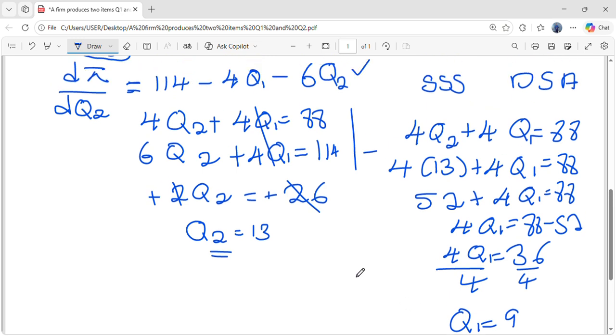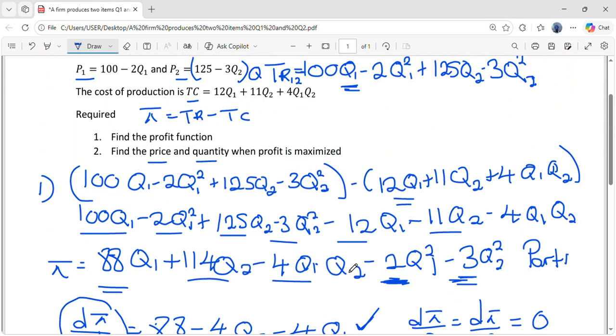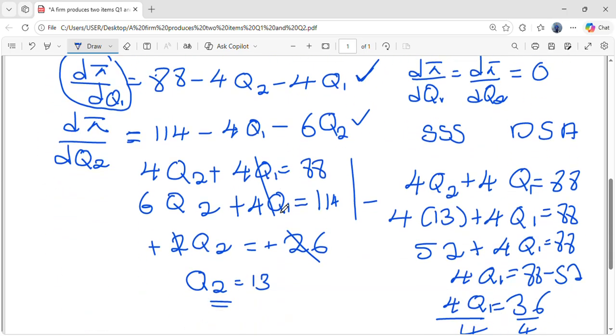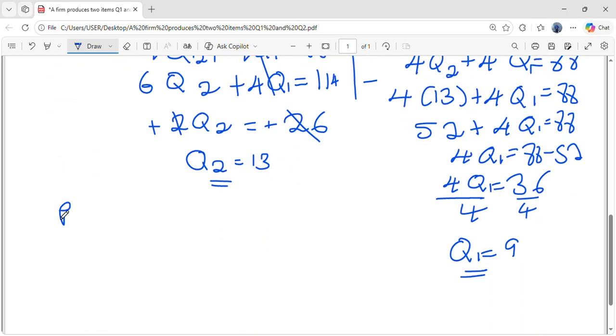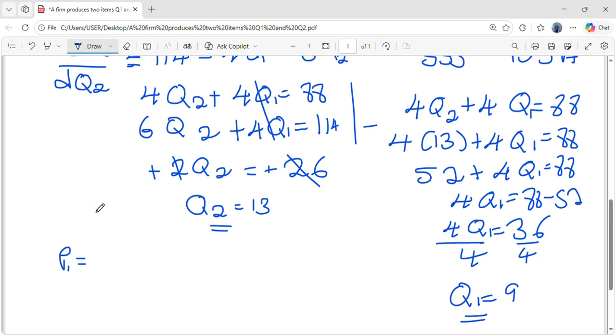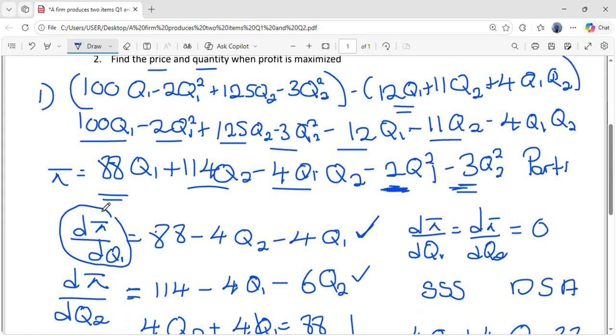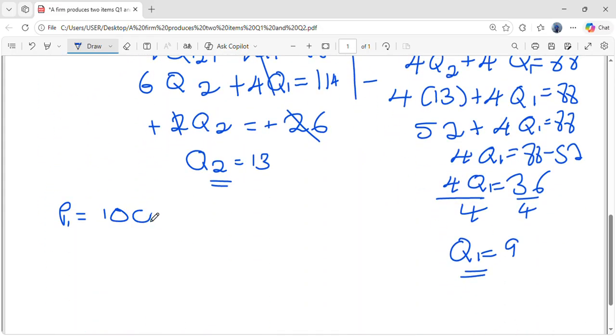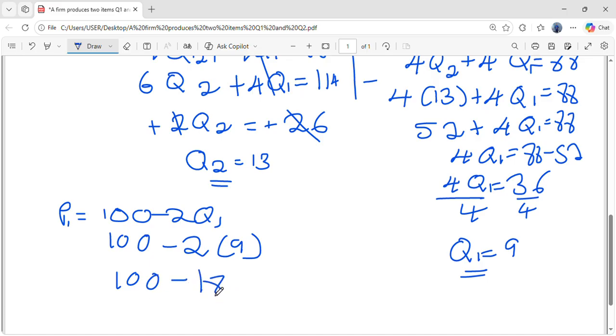Immediately you do that, you now find the price. Remember, the quantities q1 and q2 have been found, and we know that the price of product 1 is basically equal to 100 minus 2q1, where q1 has been found to be 9. So it will be 100 minus 18, and by mathematics 100 minus 18 is basically 82. So that is the value that we get when we do our mathematics.